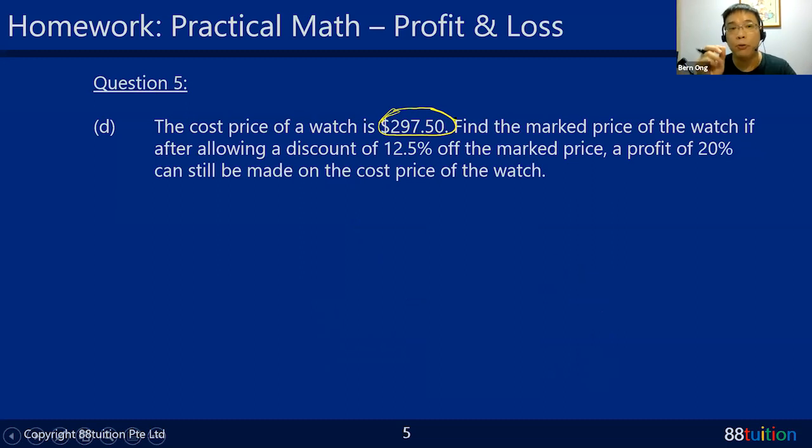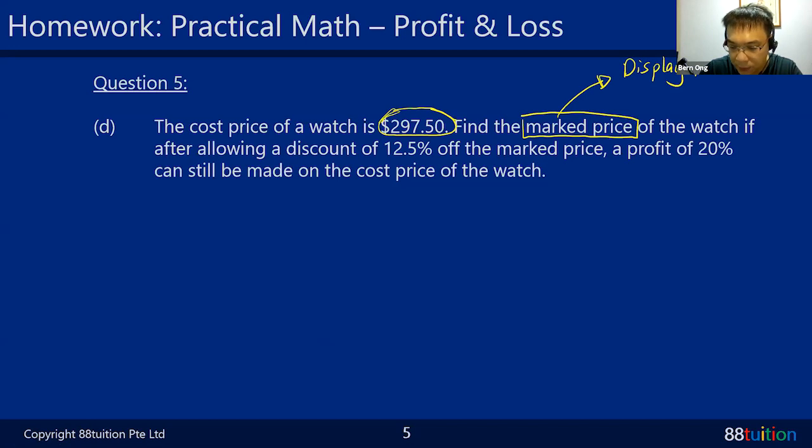You're supposed to find the mark price. So what's the meaning of mark? To me, the meaning of mark price is the display price. For instance, you go to any of the shopping center, you see the television. Okay, this television is $2,300. That's called the display price. That's called the mark price. So the cost price is $297.50.